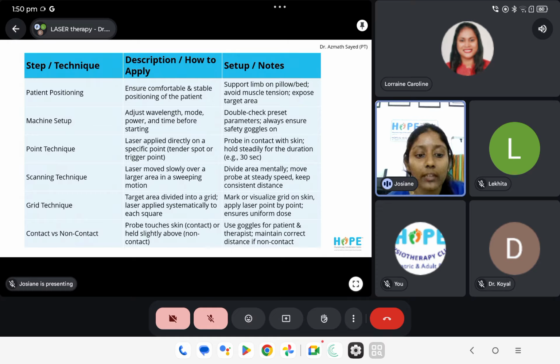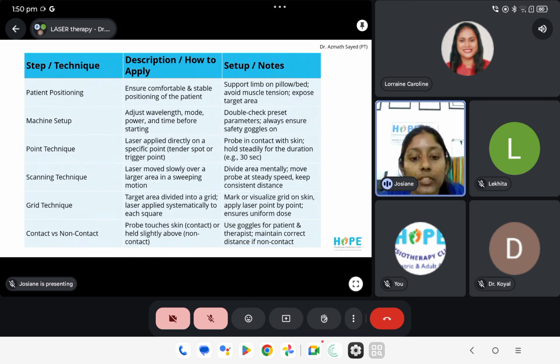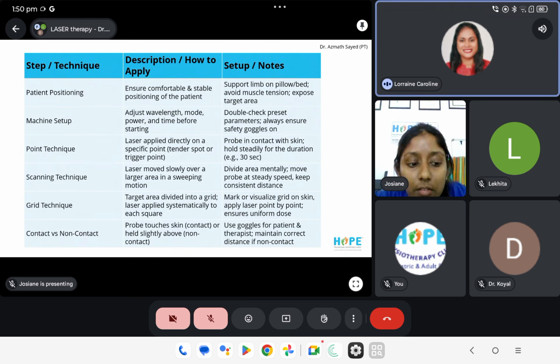Then the fourth one is contact versus non-contact. So the probe touches the skin.